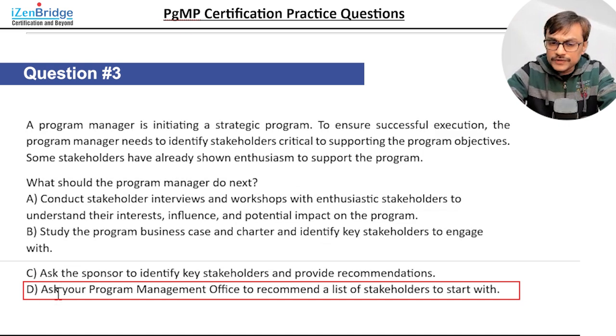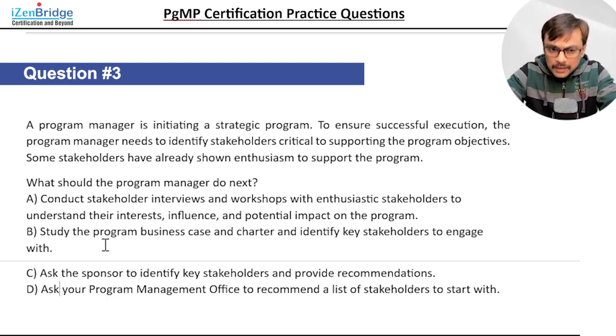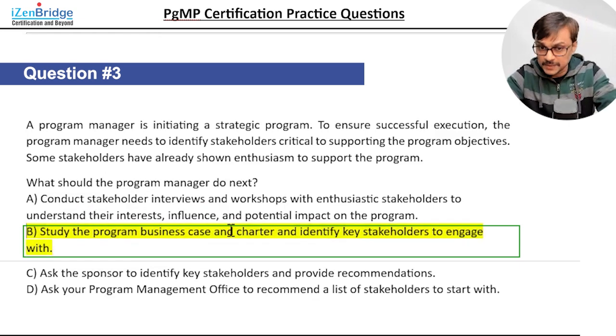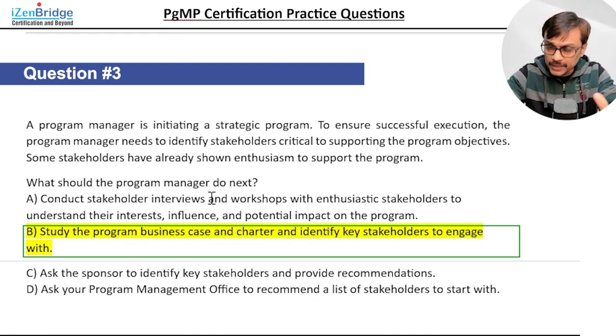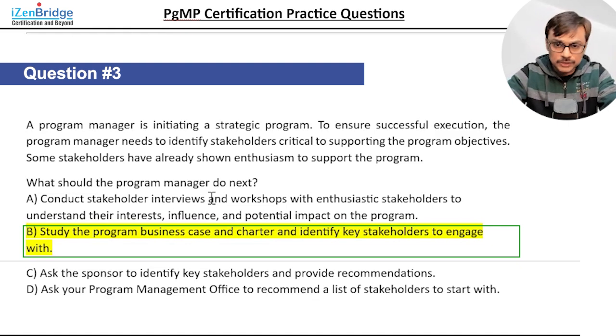Ask your program management office to recommend a list of the stakeholders to start with. Again, not a bad idea. You can definitely look into enterprise environmental factors. You may have some stakeholders which are already recommended by your PMO group, but I better do my homework, which is the primary source of requirement of my stakeholder needs and expectation, and the overall program objective will be coming very clear. The justification and the overall direction will come with the help of business case and program charter. After doing that understanding, I will definitely talk to the people who are identified there. I probably will ask my enterprise environmental factor to suggest me.